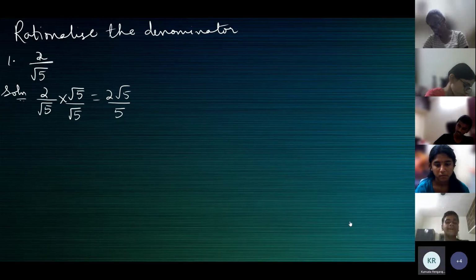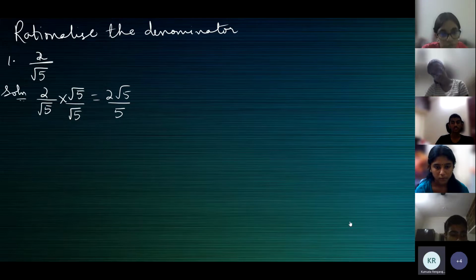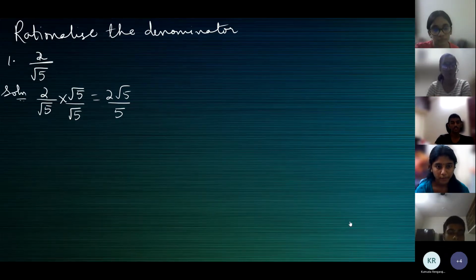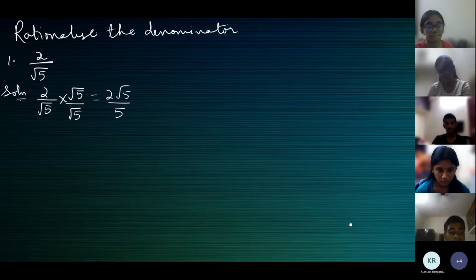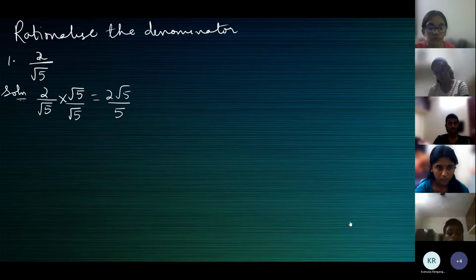So what is the given expression? 2 by root 5, ma'am. The given expression is 2 by root 5. In 2 by root 5, what do you say about the numerator? Is it rational or irrational? The numerator is rational, ma'am. What about the denominator? It's irrational, ma'am.